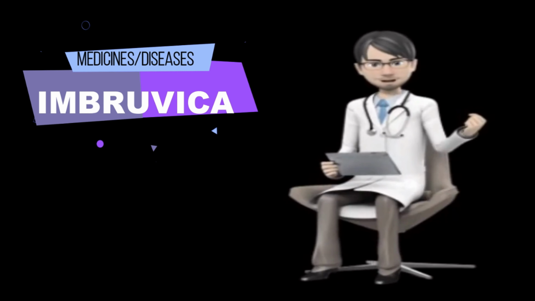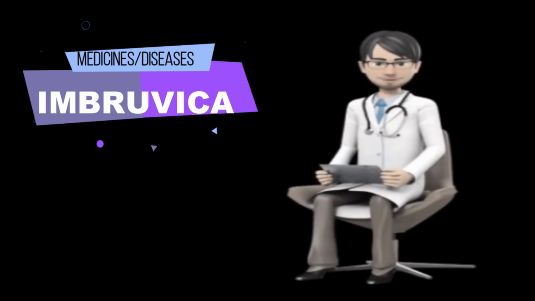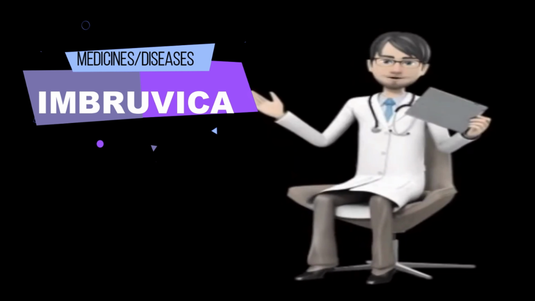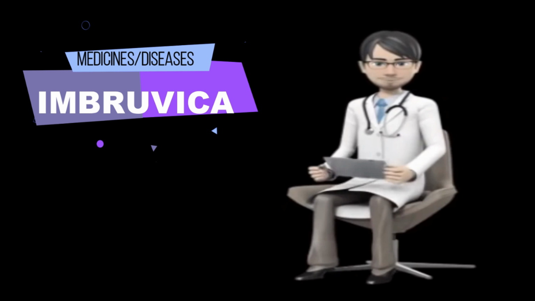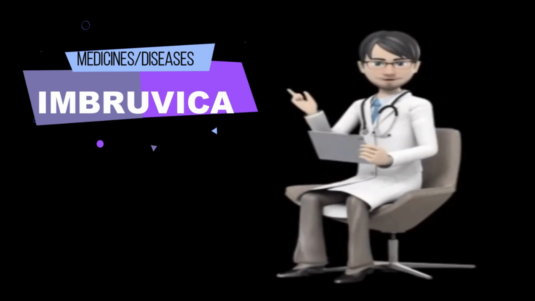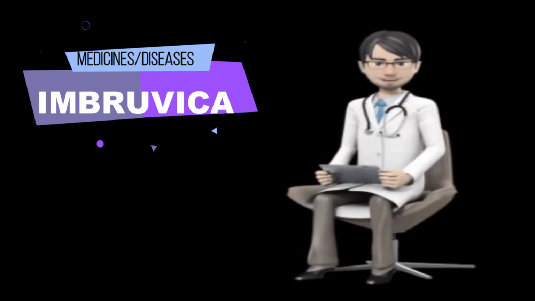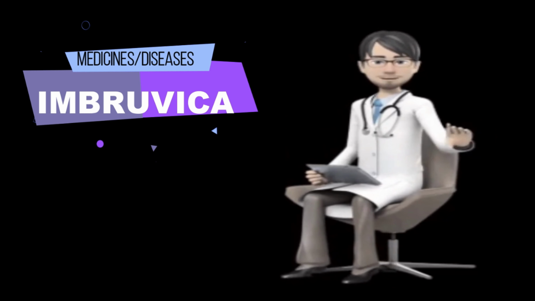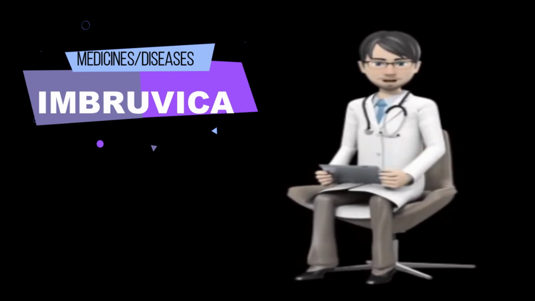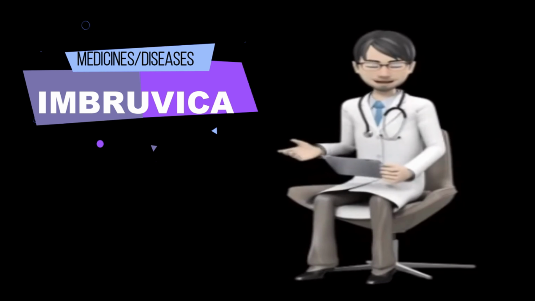Imbruvica works by blocking an enzyme called Bruton's tyrosine kinase, BTK, which lowers the survival of cancerous B cells and slows the spread of CLL or SLL. In WM, Imbruvica helps abnormal B cells move out of the nourishing environments in the lymph nodes, bone marrow, and other organs, and Imbruvica also inhibits specific immune cells that are involved in cGVHD.